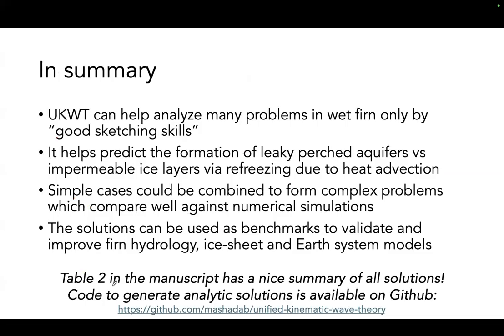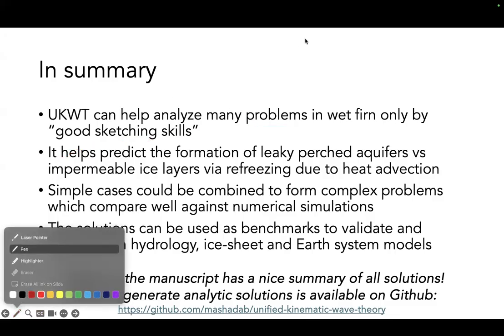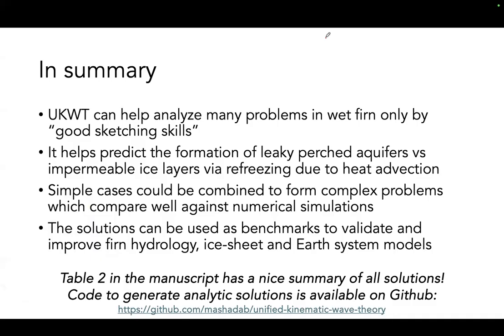So with that, I'd like to summarize this lecture. In summary, unified kinematic wave theory can help analyze many problems in Firn just by good sketching skills. You don't need to run a code. You don't need to make your life miserable. You can just take a picture of the hodograph plane and do some sketching based on what properties you have in the Firn. It helps predict formation of leaky perched aquifers and impermeable ice layers through refreezing. And that refreezing is caused by heat advection, not by heat conduction.